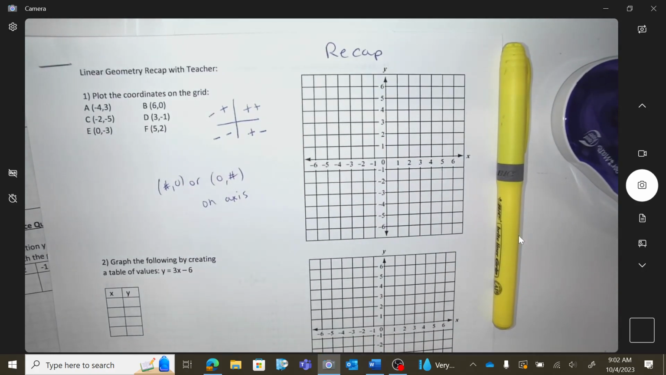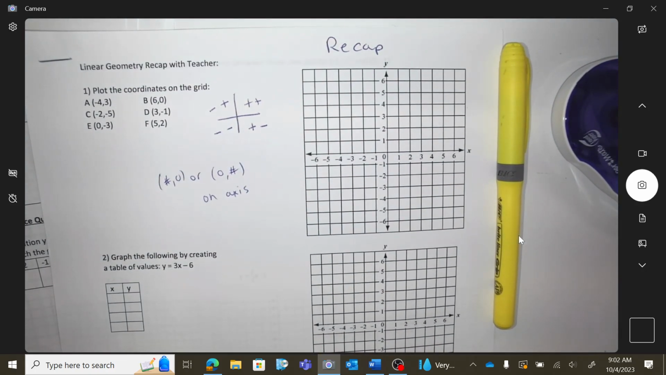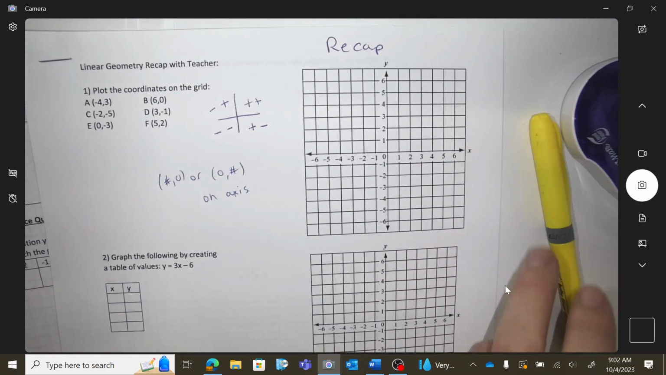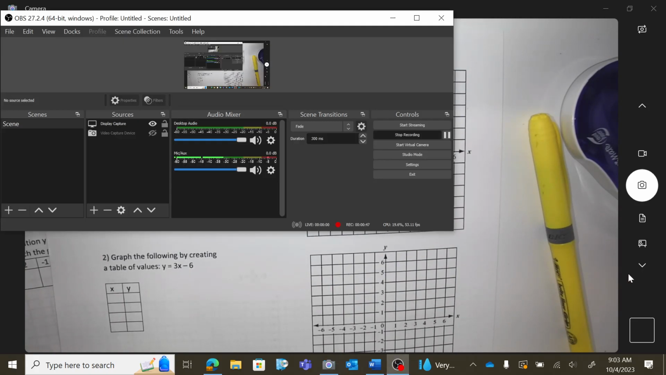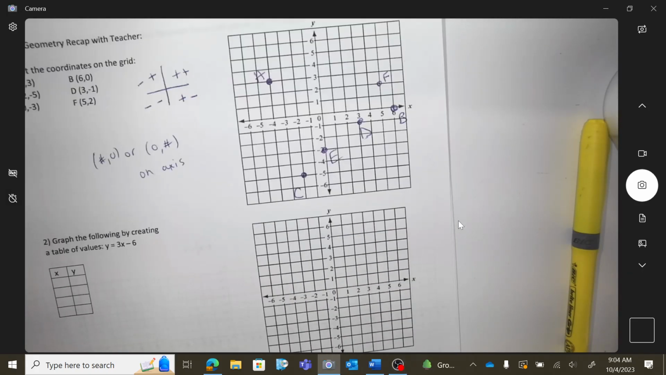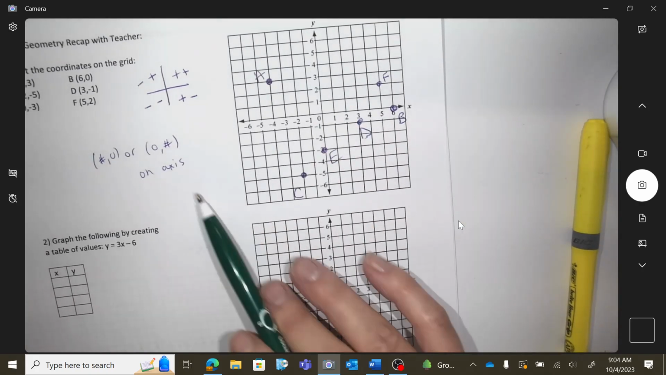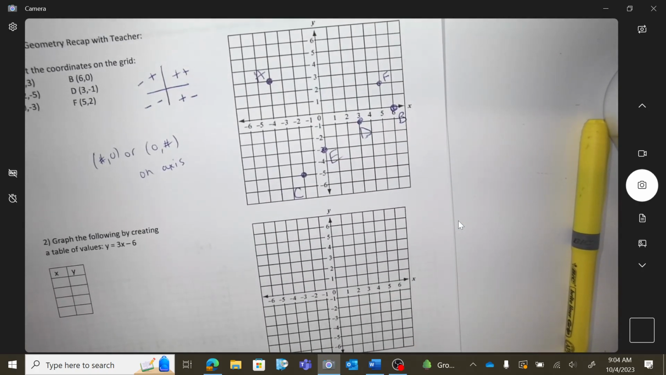Okay, so I'm going to leave you to plotting those 6 coordinates, and then we'll check to see if we match. Okay, so on your plotting, I would expect you to label them like that with the letter beside them so I can see which letter is what.